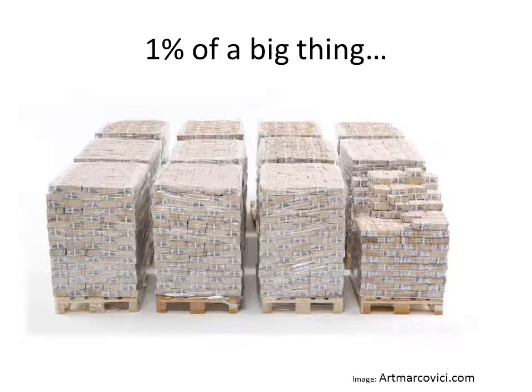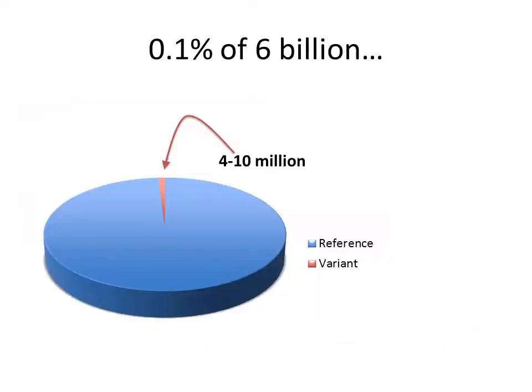What you're looking at right now is an installation designed by artist Michael Marcovici, which contains 1 billion, with a B, dollars in cash. That is a lot of money. If you were to, say, borrow 1% of that $1 billion, that would be $1 million, which is still a lot of money. Similarly, because the human genome is so large, that small fraction of variation adds up. A typical human genome has between 4 to 10 million variants compared with the reference. That's about 1 variant per 1,000 nucleotides on average.